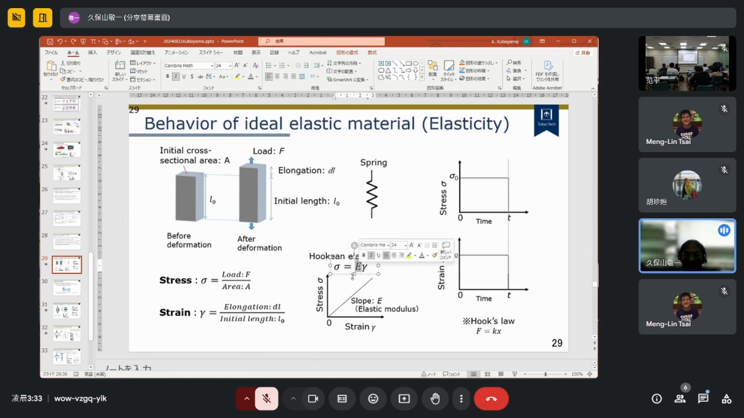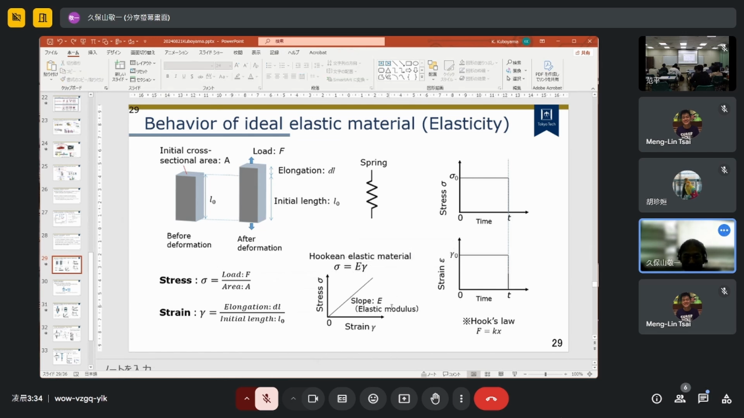And the proportionality constant of this stress and strain is the elastic modulus. This one. That is the elastic modulus. So when you apply a constant stress to the spring, the strain is also constant. If you keep the stress constant, the strain also stays constant. That is the important point of the spring.